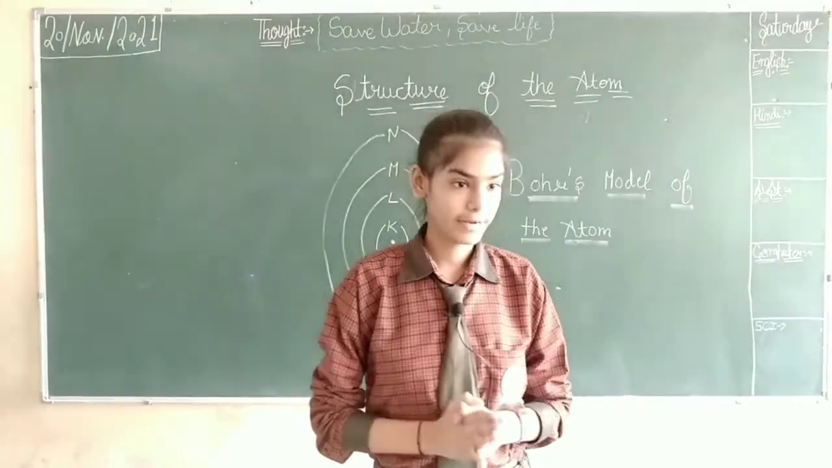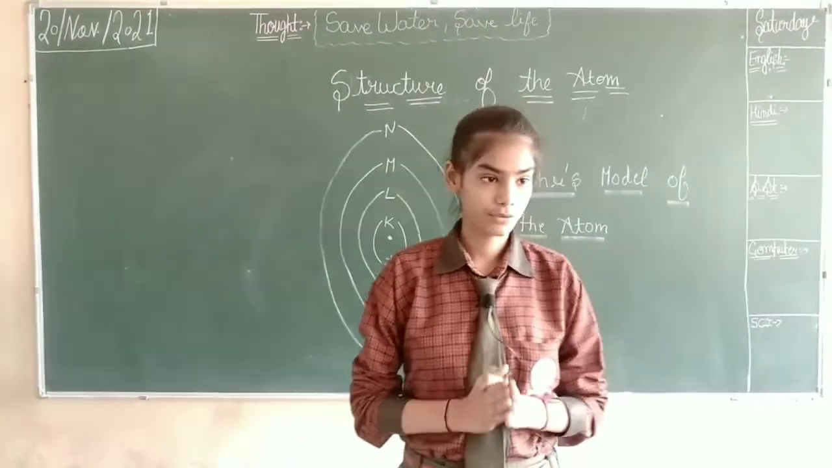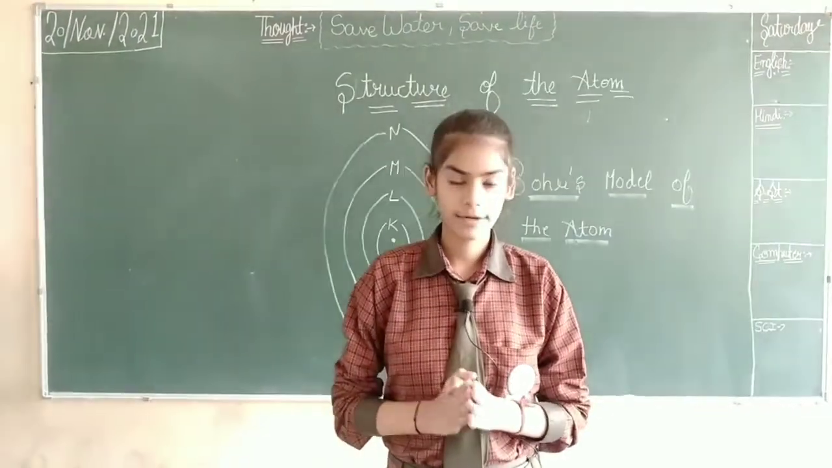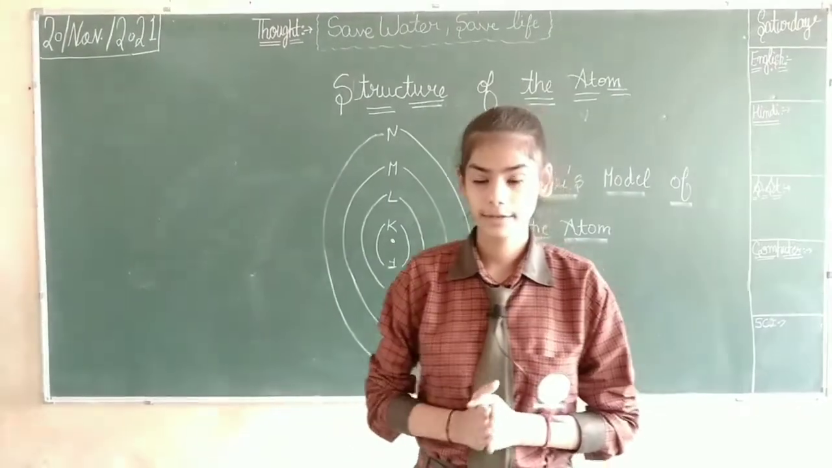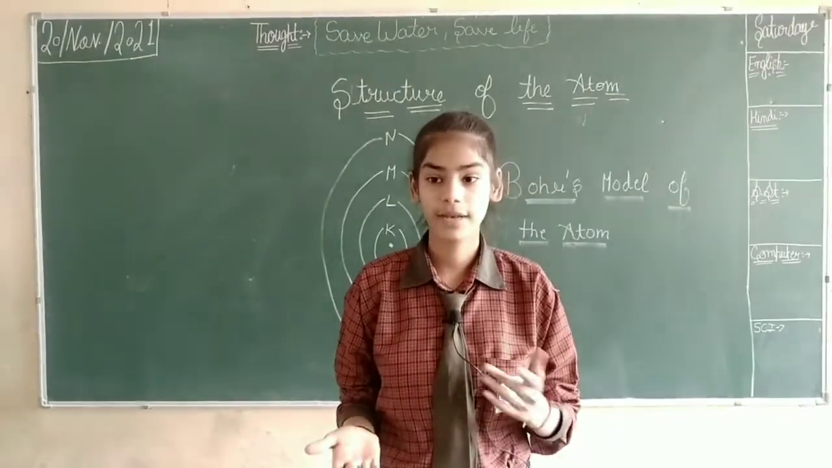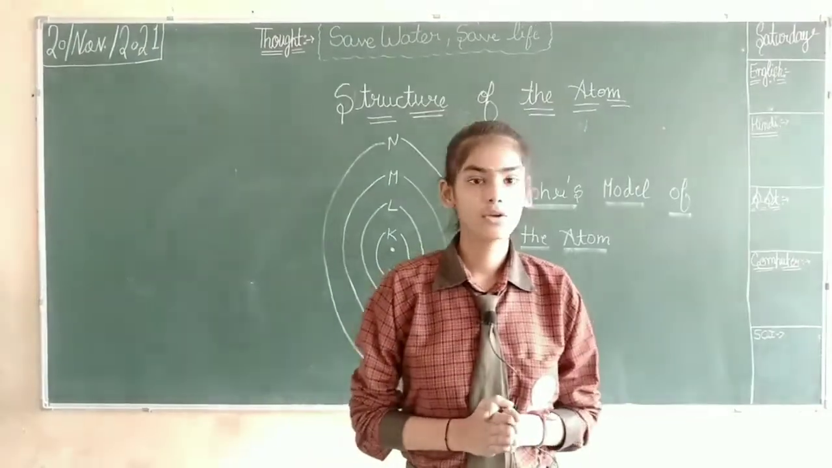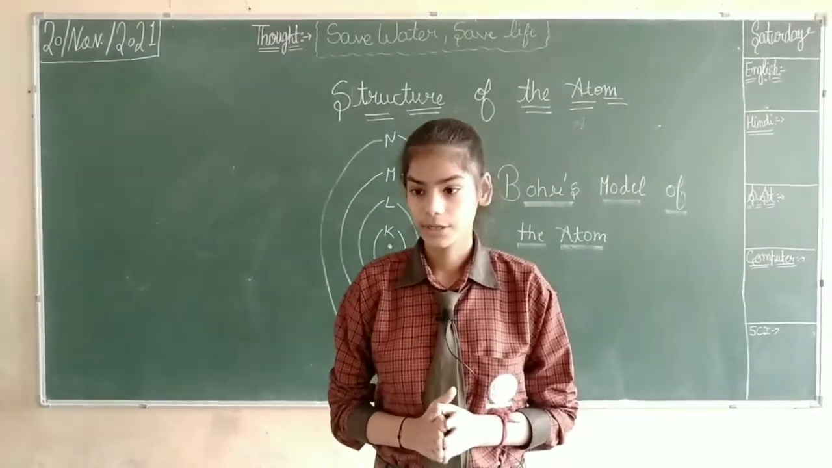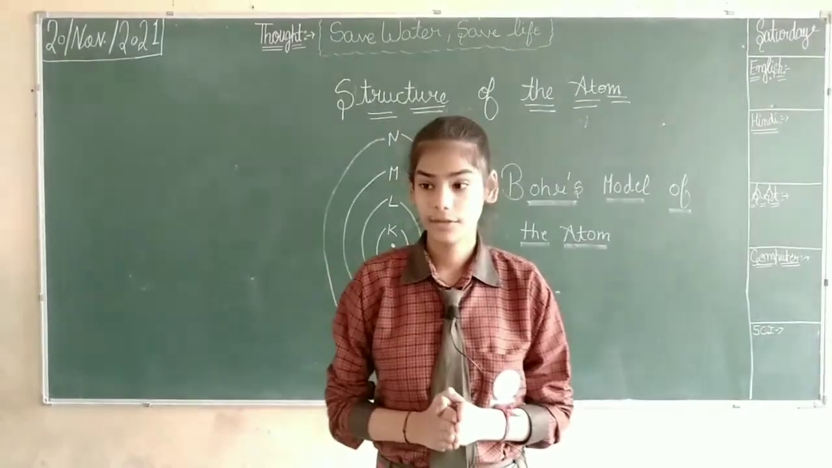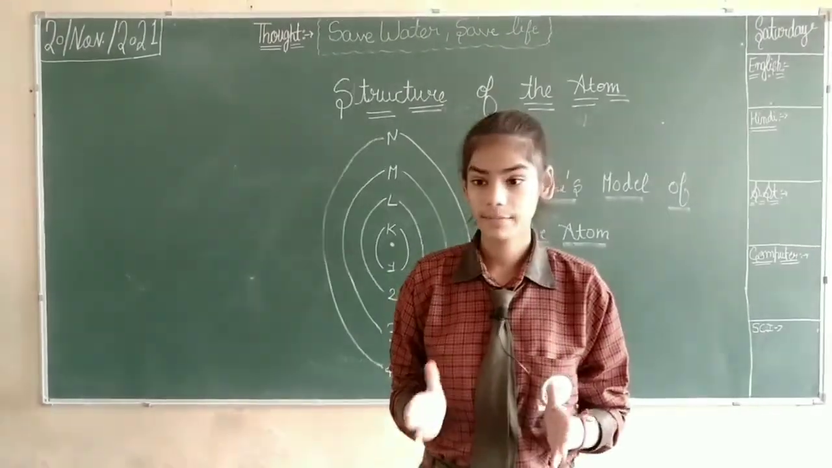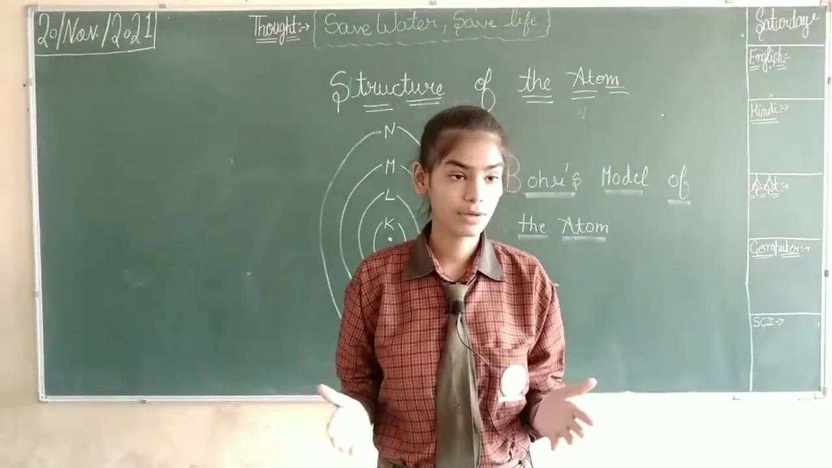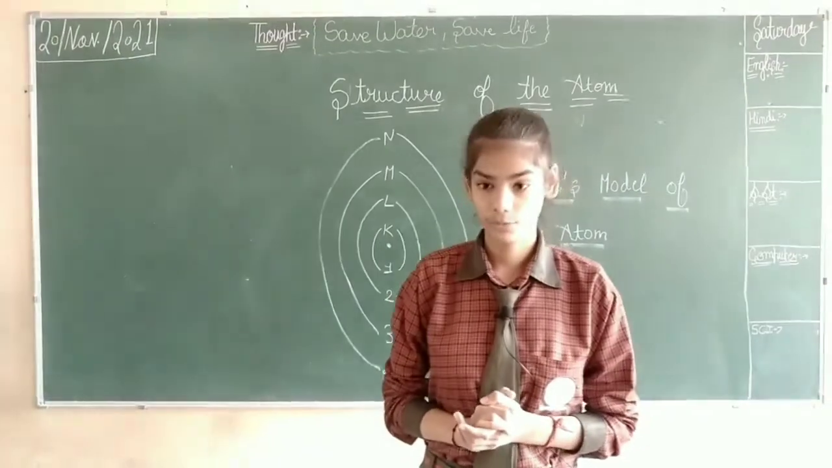Fundamental particles of an atom: electron, proton and neutron. Electrons are negatively charged particles, protons are positively charged particles, neutrons are neither positive nor negative. Simply, they contain no charge. Dalton's atomic theory suggested that the atom is indivisible, but the discovery of fundamental particles, electron and proton, led to the failure of Dalton's atomic theory.